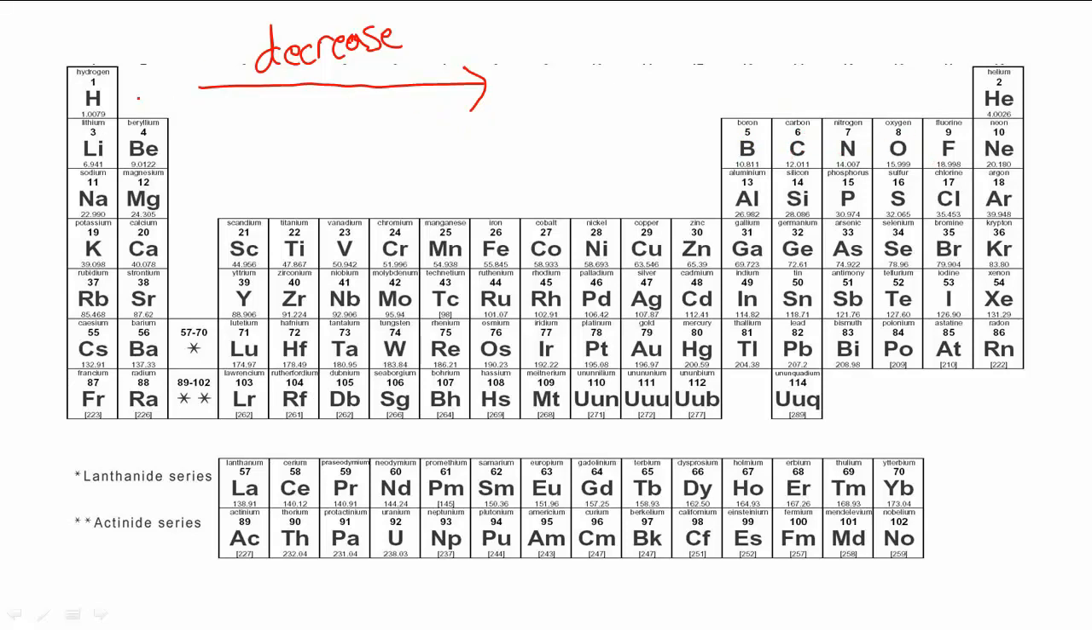As I go down, though, I increase. So as I go down, these elements get bigger and bigger and bigger. The distance between the nucleus and the outermost electron increases. So Na has a bigger atomic radius than Li, K has a bigger atomic radius than Na, and so on and so forth.